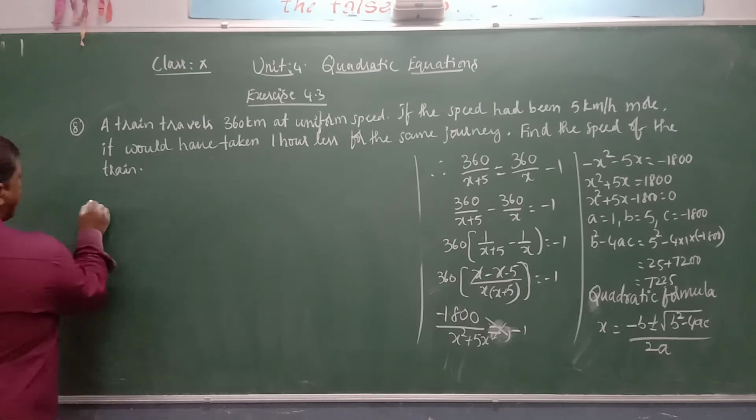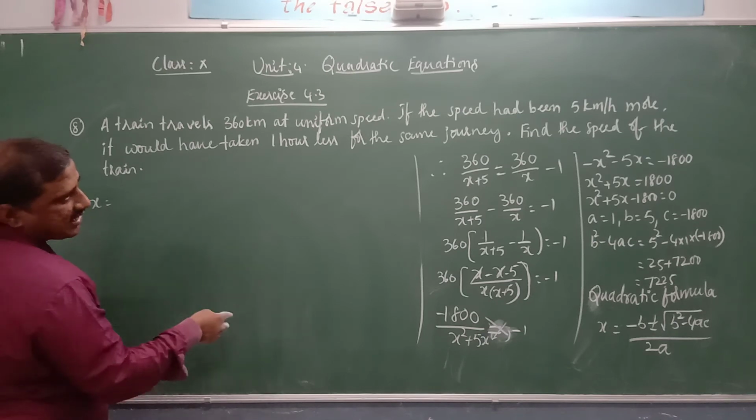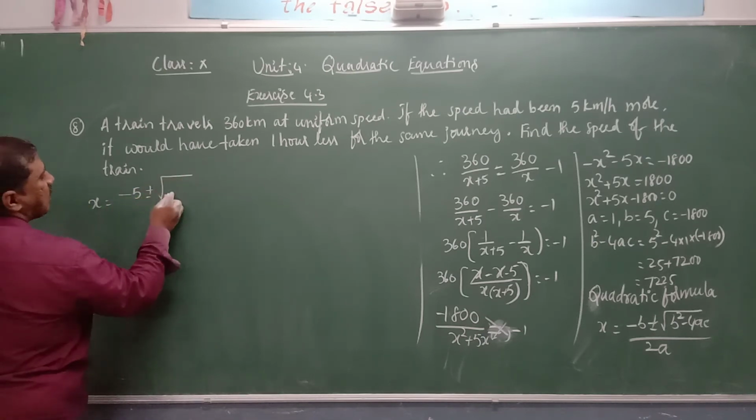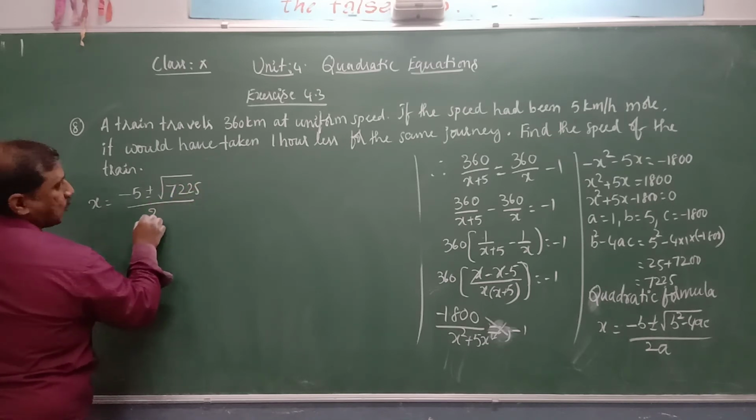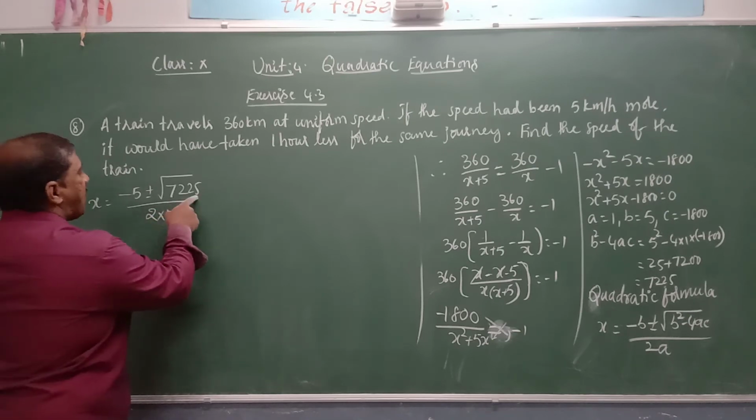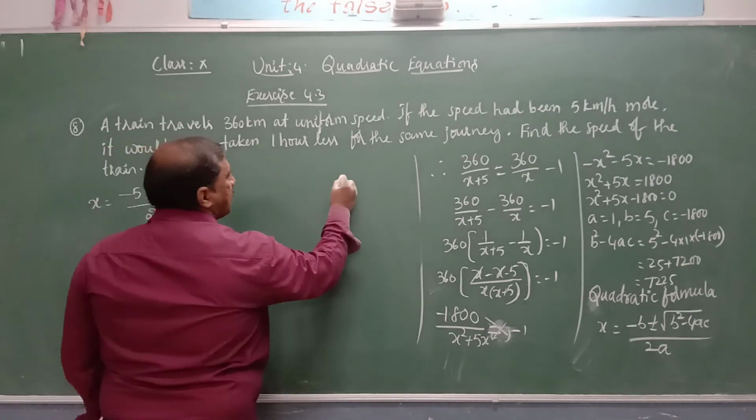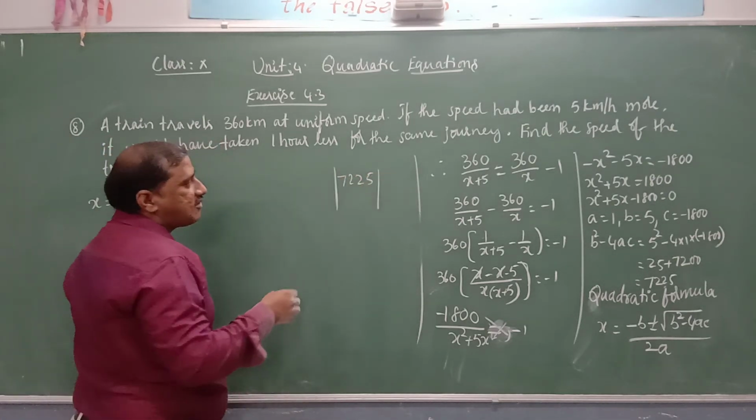Now by substituting, x is equal to what do we get? Minus b is equal to 5, therefore minus 5 plus or minus square root of 7225 by 2 into a, which is equal to 1. How do we find the square root using the long division method?